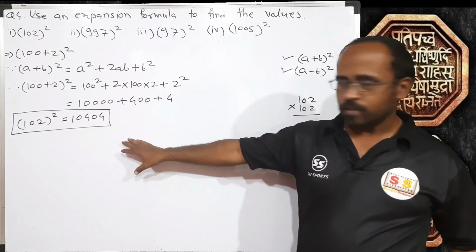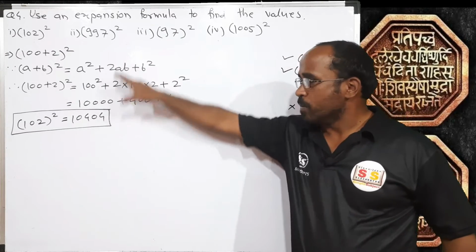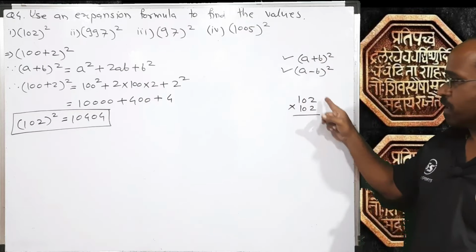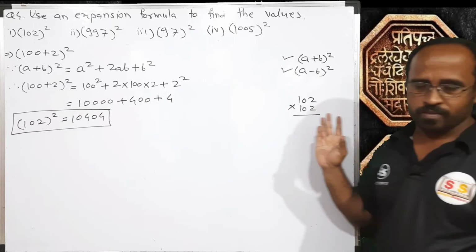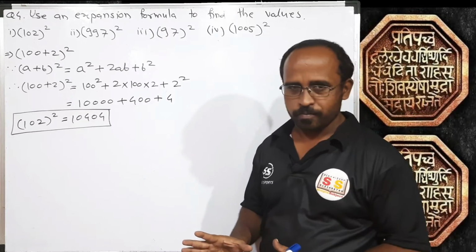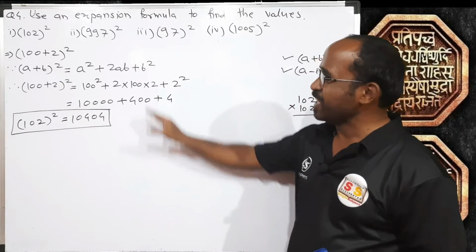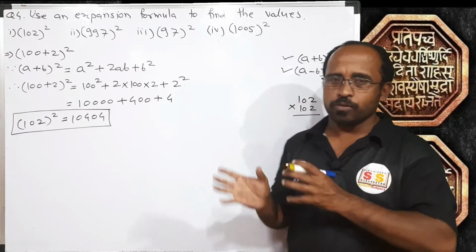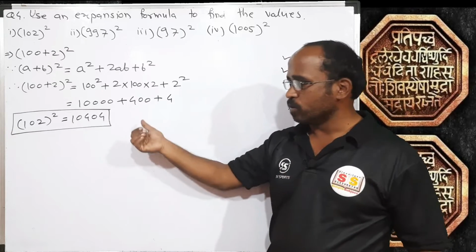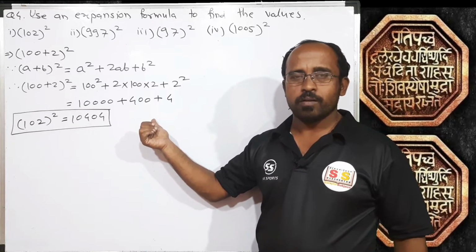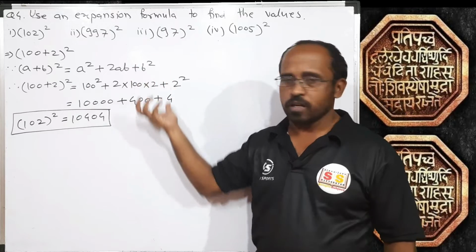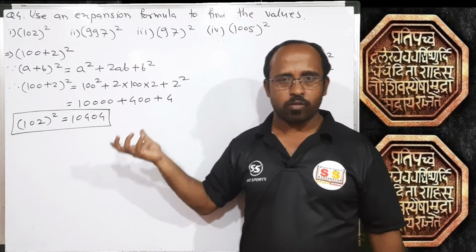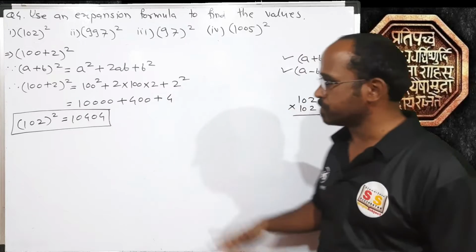Now do you feel that squaring 102 by this method is easier than multiplying 102 by 102? I hope you felt. And if you haven't, you still have to follow it because it is mentioned in the question. Actually, as you go to higher standards, you will come to know this is easier. But unfortunately, students are avoiding it. So please don't avoid, follow this kind of practice.